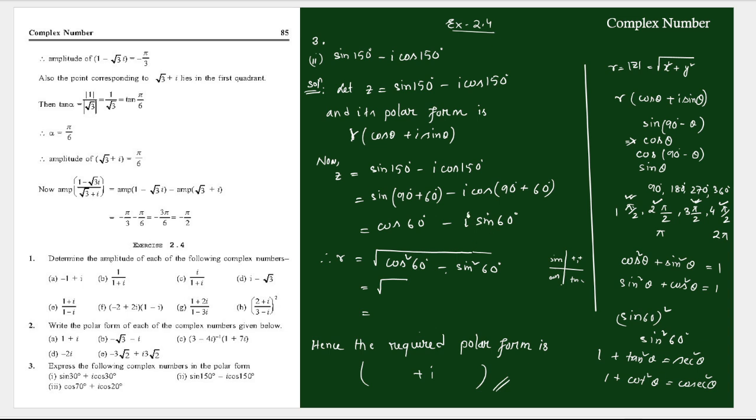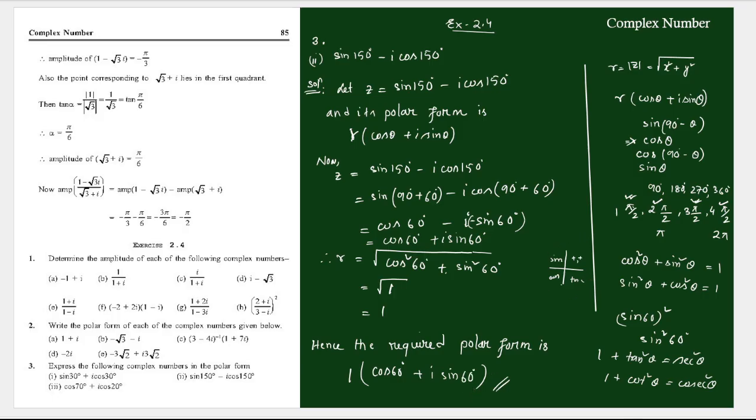So it will become minus 60. Then cos 60 minus minus plus I sine 60. Then now we will get the positive. So cos square theta plus sine square theta is how much? 1. Root over of 1 is 1. So our R is 1. Then what did we get? Cos 60 plus I sine 60.